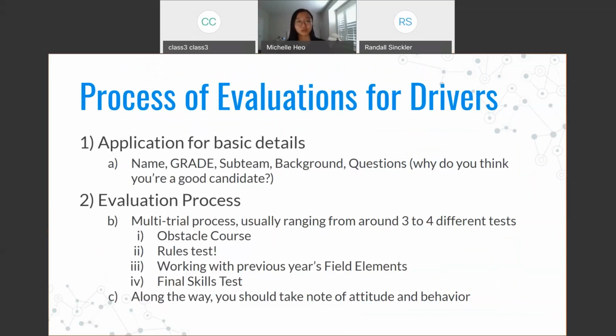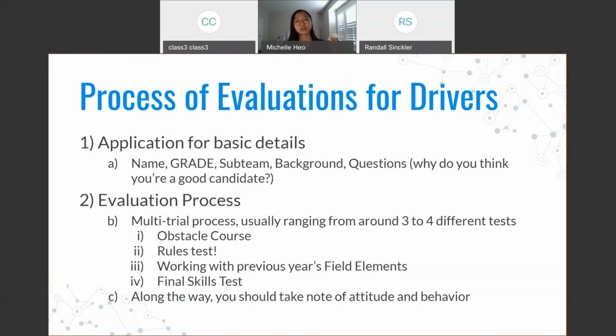We start off the evaluation process with an application because we believe that all members deserve a chance if they desire the position. We ask the generic details of their name, grade level, which is a very important factor, their sub-team, past experiences, and then a few personal questions like, what do you believe qualifies you for this position? Then, after a week or so, we go straight into the evaluation process.